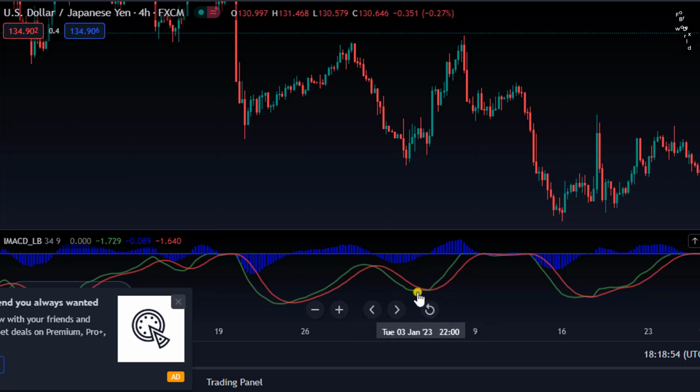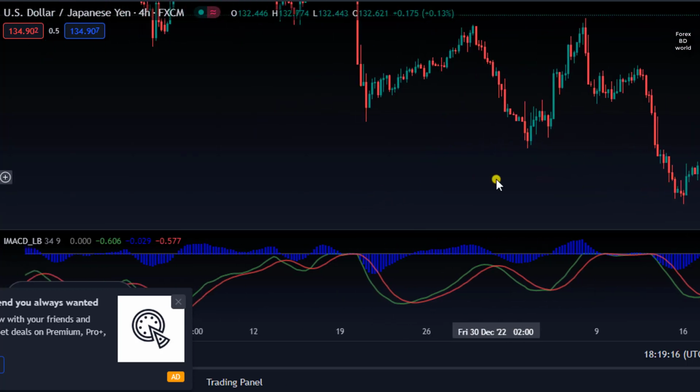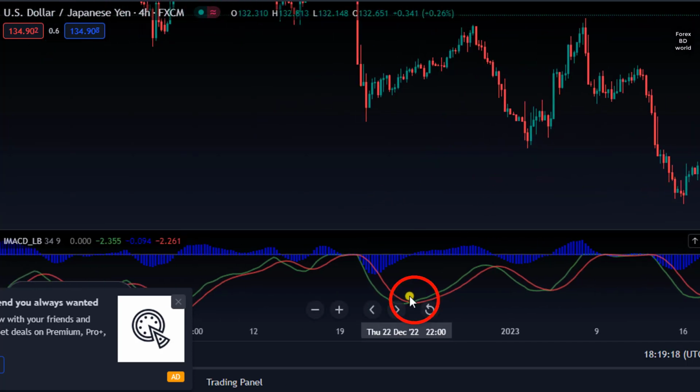And when the MACD line moves from the bottom to the top and crosses the signal line, that will be the time to take an entry. I am saying again that when this green line crosses the red line and goes up, then you can take a buy entry. If we show you the position from the market, here you can see that the MACD line has crossed the red line and the market has gone uptrend.